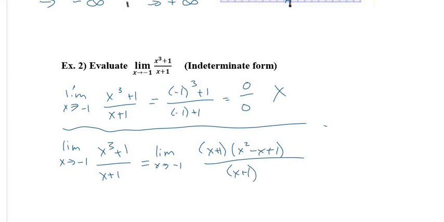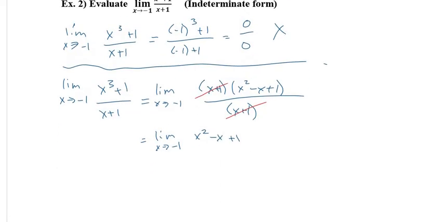In this case, the x plus 1 and x plus 1 are going to cancel. And so the limit as x approaches negative 1 is going to be x squared minus x plus 1. We've gotten rid of that denominator, so now we can just plug in and solve. That's going to be negative 1 squared minus negative 1 plus 1. That's 1, plus a double negative which is a positive 1, plus 1. So that will be equal to 3.